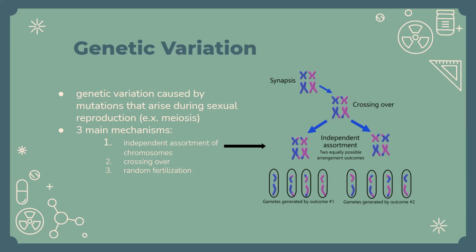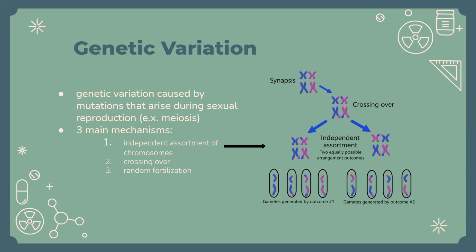So I'll first go over random fertilization. That basically refers to the chance of a specific sperm being the one to fertilize an egg. There's so much sperm that is released, the chance for a specific sperm to fertilize a specific egg is actually very low. So that already causes some genetic variation.